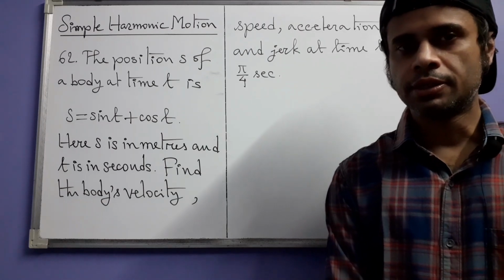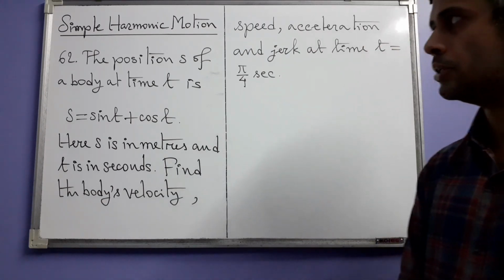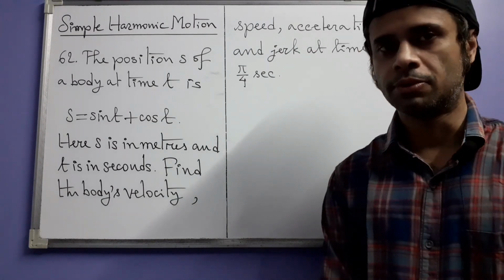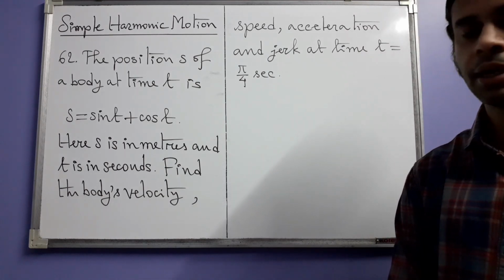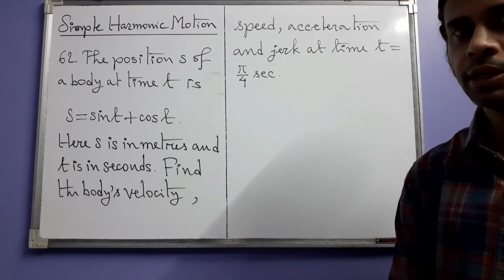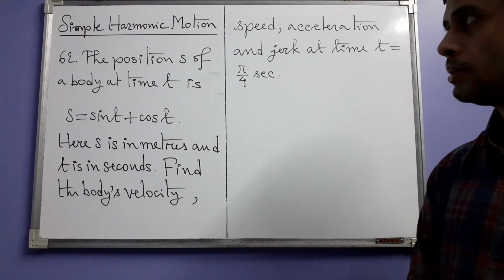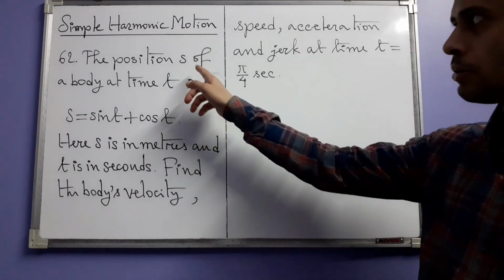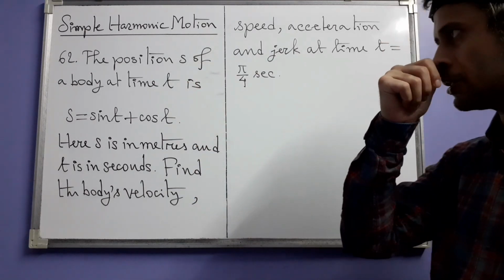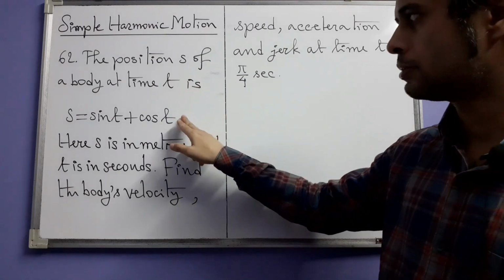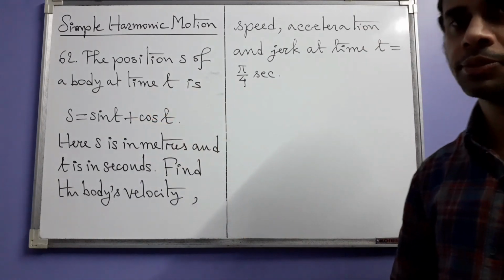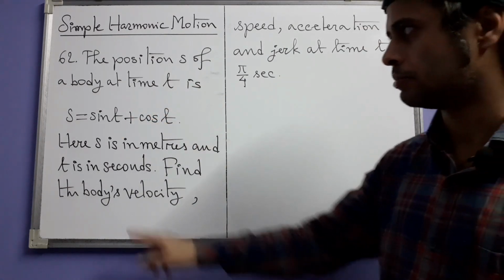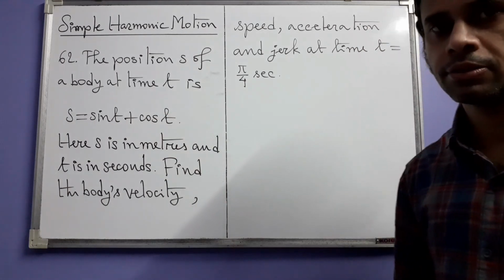Let's start the video with problem number 62, which involves simple harmonic motion, and then we will go to some other problems involving theory and examples. In this one, the position of a moving body is given as a function of time. So S is the position and t is the time. S equals sin t plus cos t.